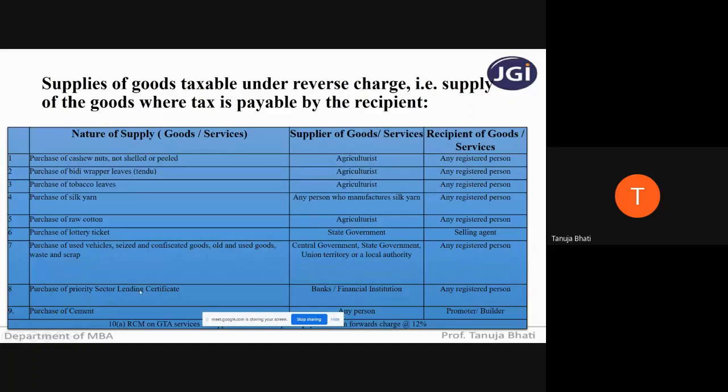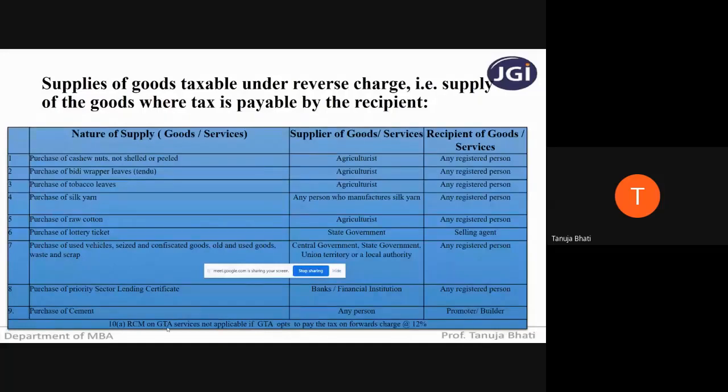Purchase of priority sector lending certificate: if the supplier is a bank or financial institution and the recipient is any registered person, then that registered person will be liable to pay tax. Purchase of cement: if the supplier is any person and the recipient is the promoter or the builder, then the builder is liable to pay tax.